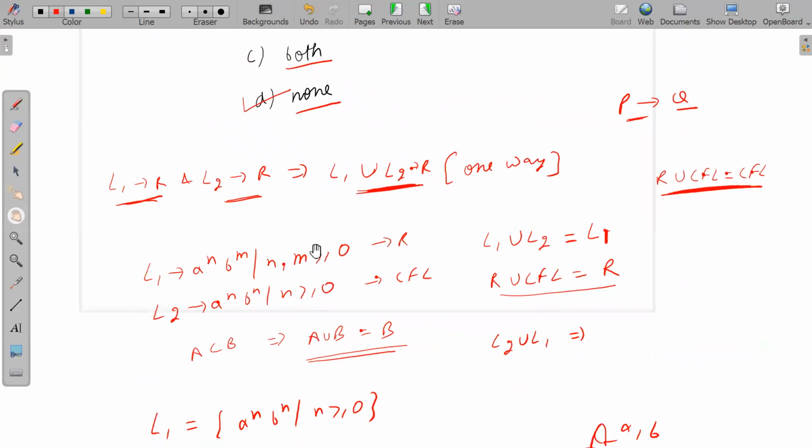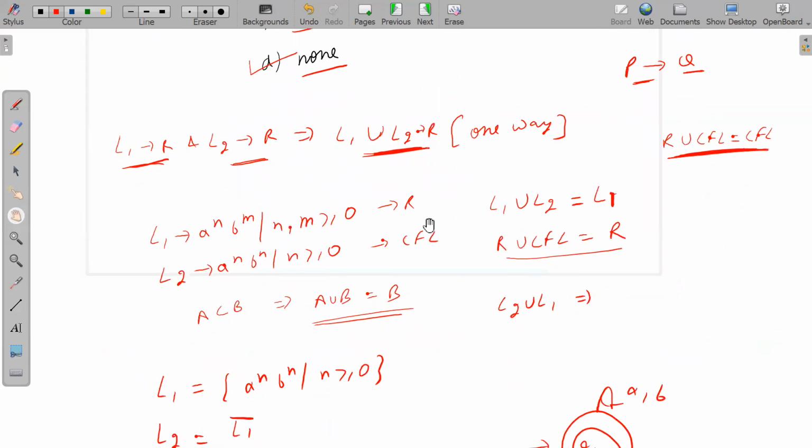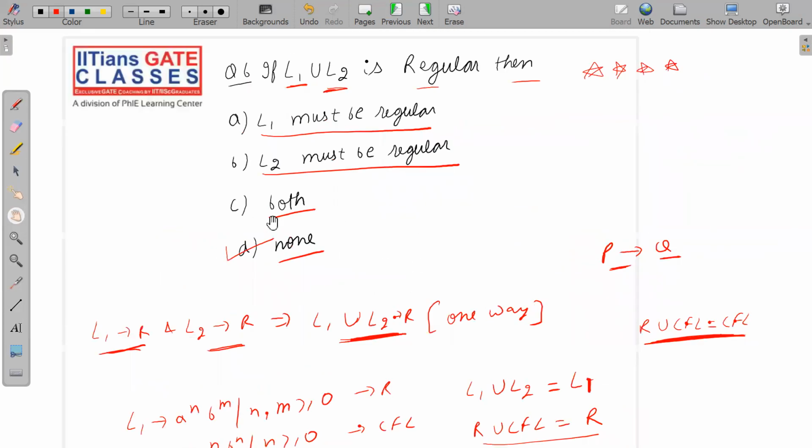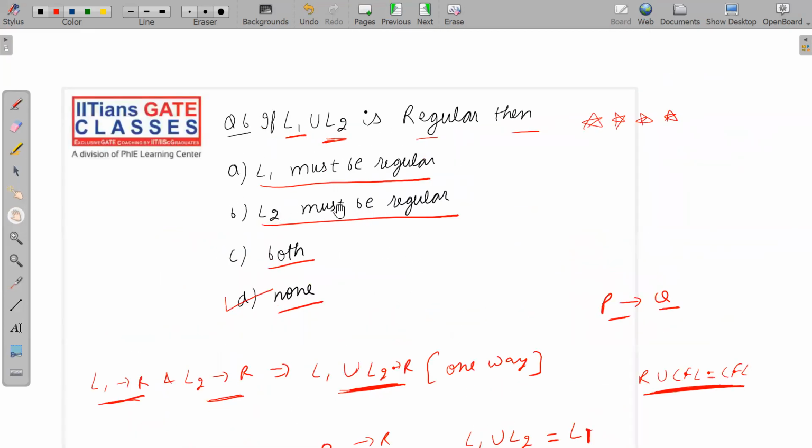According to my first example, you will say that L1 must be regular, because I have shown you that L1 is regular and L2 is not regular, but still their union is giving us a regular language. So L1 must be regular. Now, if you say that L1 must be regular, then I will reverse them. In place of L1 union L2, I will say L2 union L1. Now, in that case, the second part should be regular. So I think you will say that the second option is correct. I hope I have made the point here. If you are not able to follow, please rewind the video. I will not repeat it again, otherwise it will create confusion in your minds.